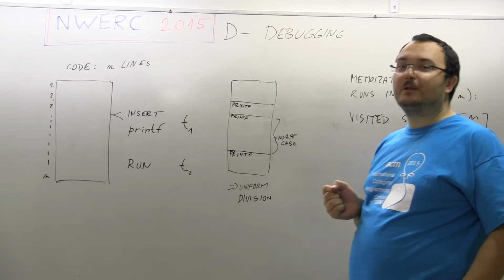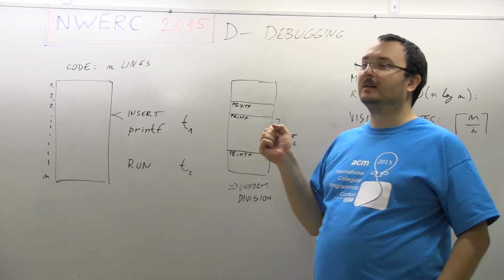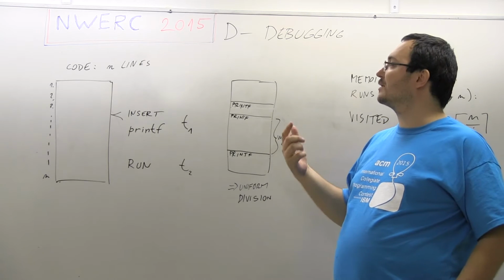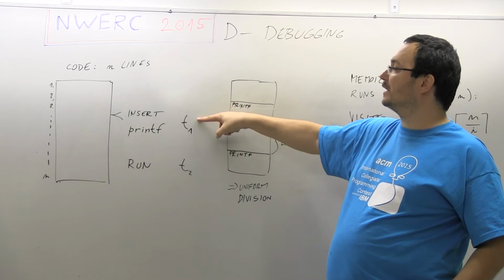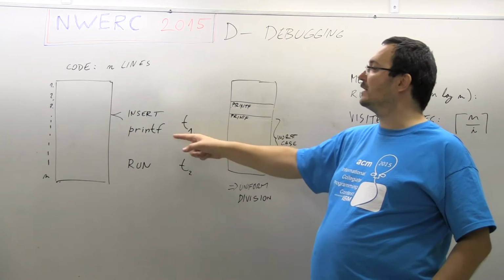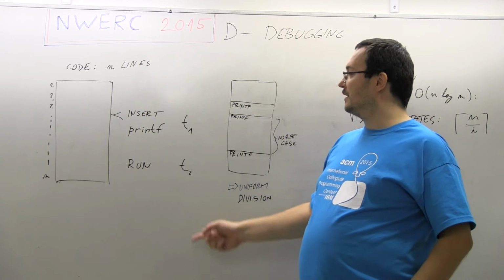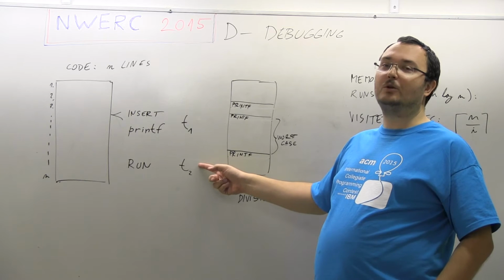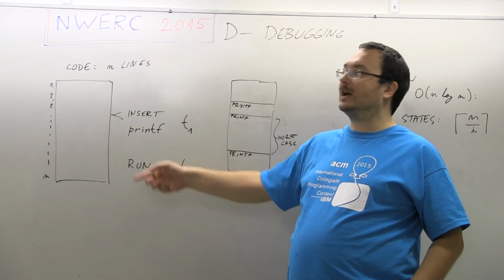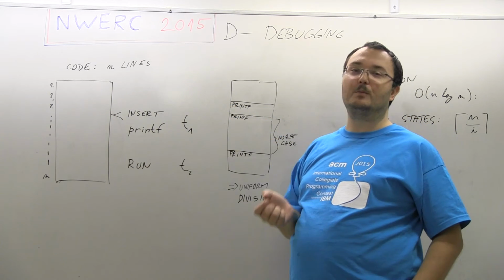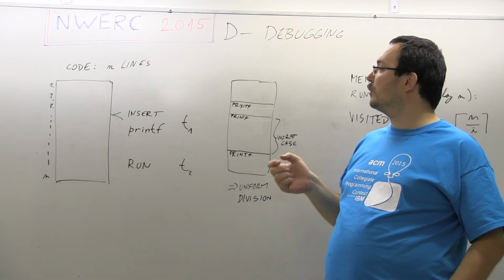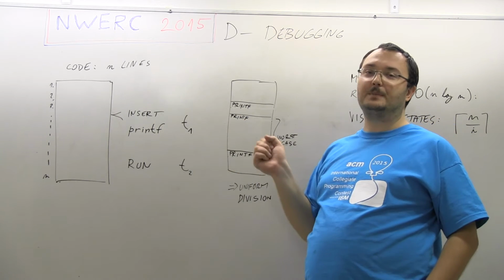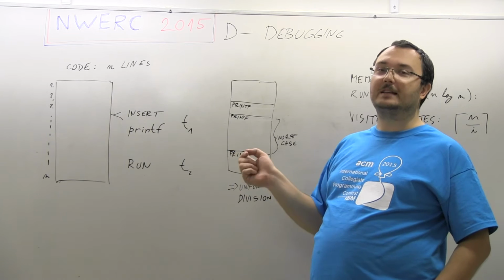We would like to discover the bug as quickly as possible. And now there are two constants that interest us. One constant is the time t1 necessary to insert the printf statement. And the other constant is t2, the running time of the program from the beginning until the moment when it crashes. Here we assume that adding the printf statements does not influence the running time.